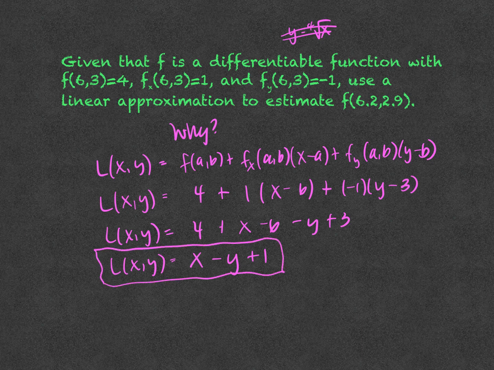Now, because we're using it at that point, we need to use it to approximate close to that point. So we're asked to approximate at 6.2, 2.9, which is very close. We're going to use this notation f. So we can approximate f of x, y at that point because it's very close to the given point 6, 3. And in that case, it can give us an approximation. So we're going to say 6.2 minus 2.9 plus 1, and this gives us 4.3.